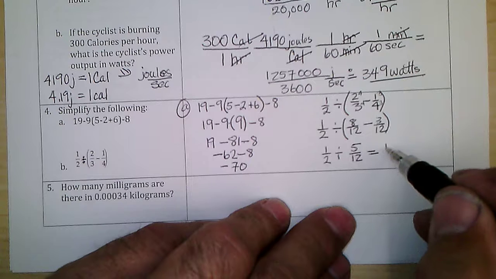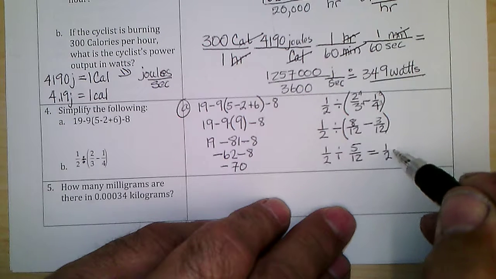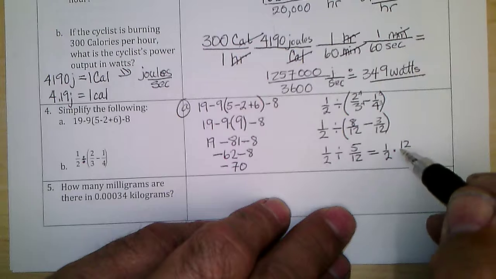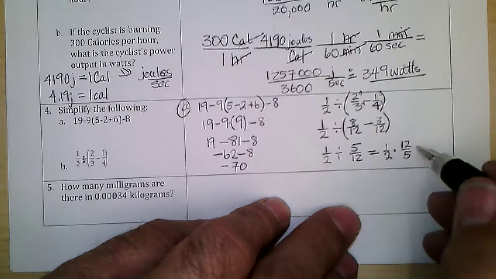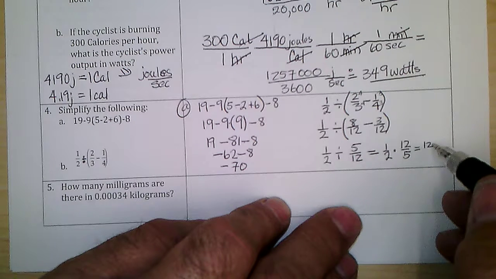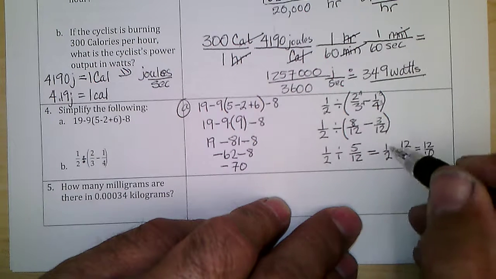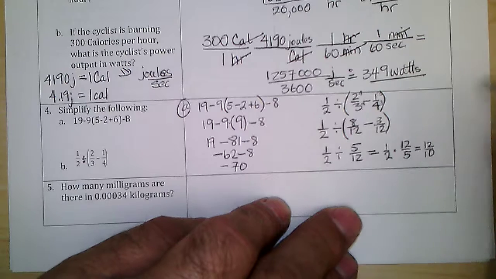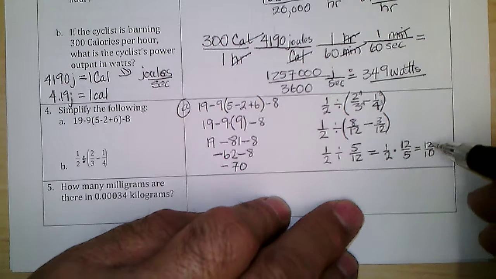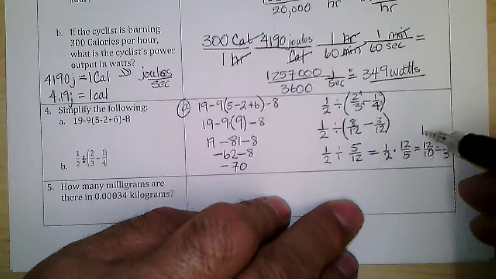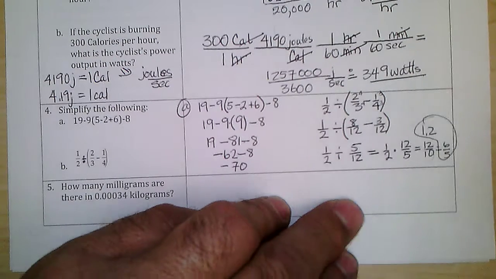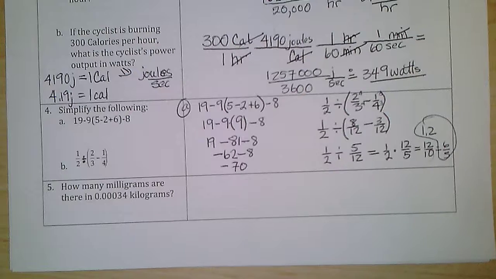So we're doing that. 1/2 times 12/5, which is 12 over 10. When you multiply fractions, you multiply straight across. And that reduces, if you wanted, you don't have to, that reduces to 6/5. Some people wrote that as 1.2. Either of those answers are fine, or 1 1/5 would be fine.